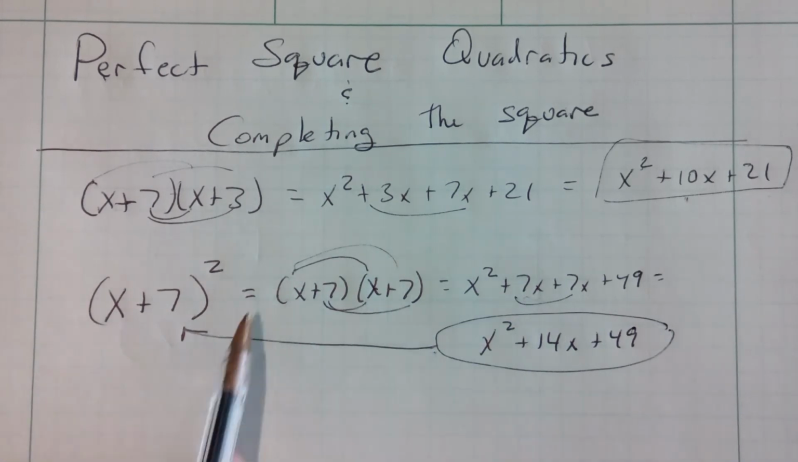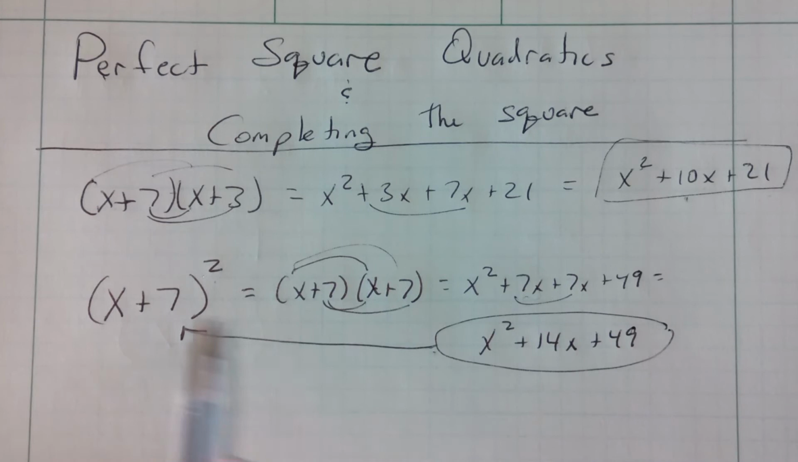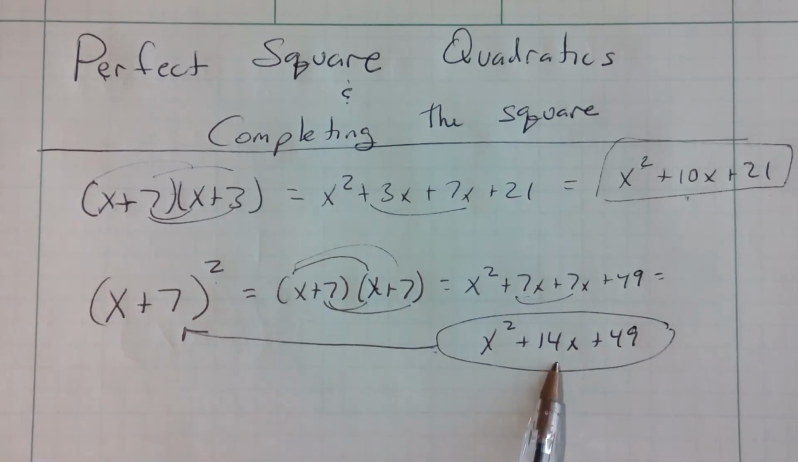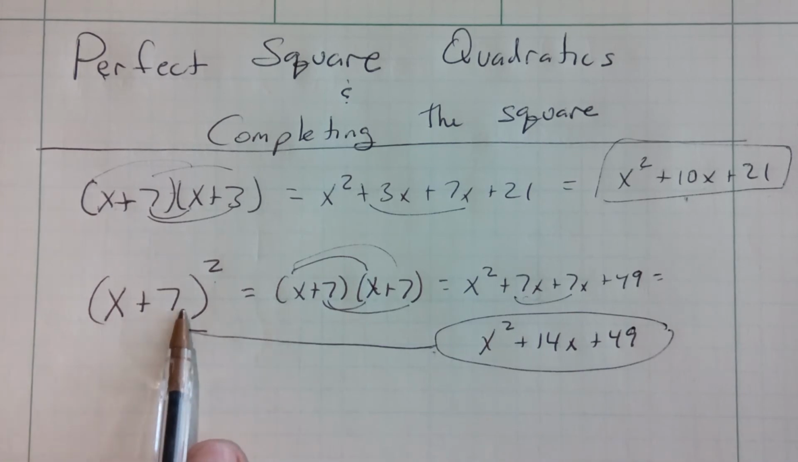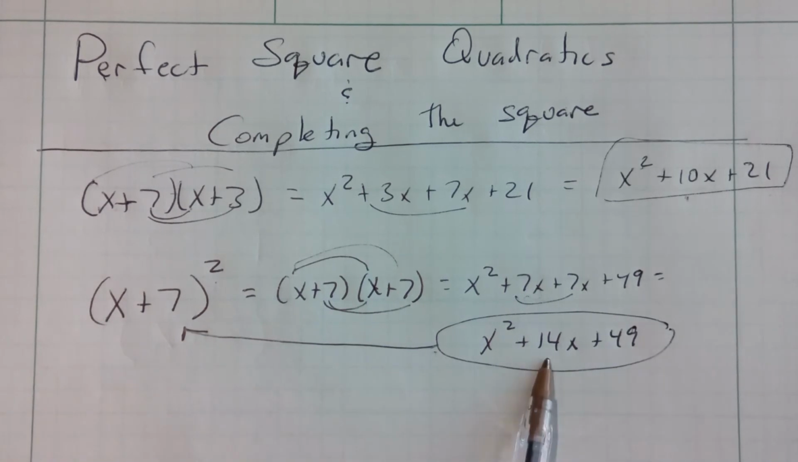Now, here's the interesting thing to realize: this last number is the 7 squared. So we do absolutely have a 49. The first term is our x squared, so we'd absolutely have an x squared. But then we have a middle term. That middle term is the 7 times the x, doubled. That's simply all it is.